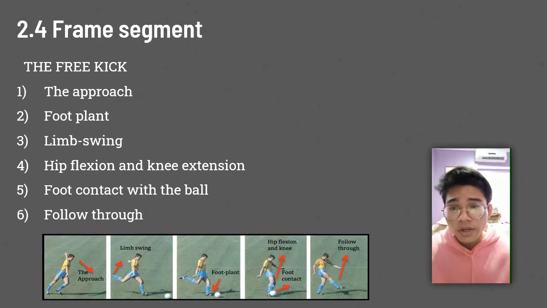The next one is hip flexion and knee extension. Stage 4 focuses purely on the hip flexion and the knee extension. The hip flexion initiates this phase of the kick. The thigh is swung forwards and downwards with concomitant forward rotation of the lower leg and foot.